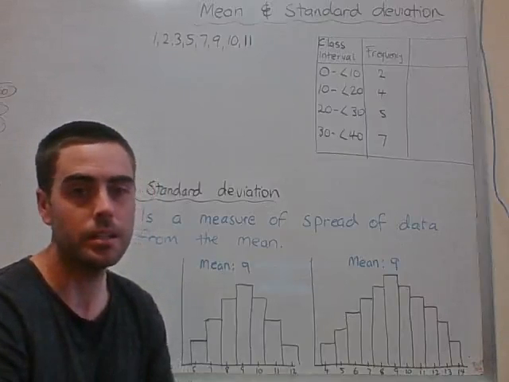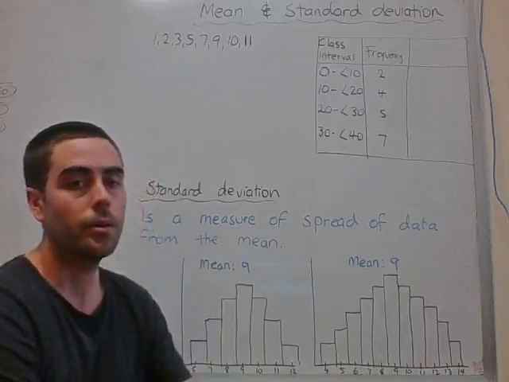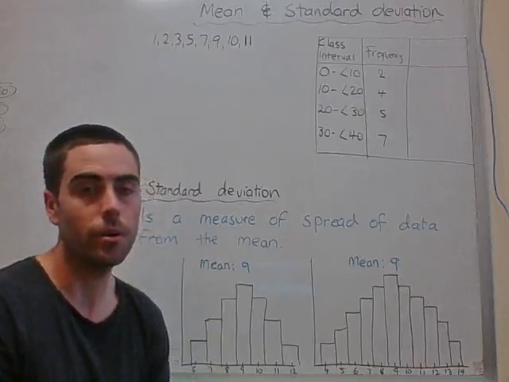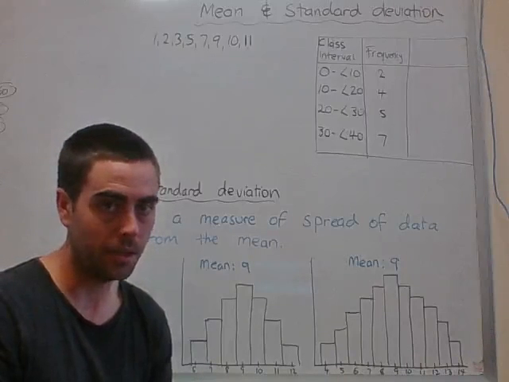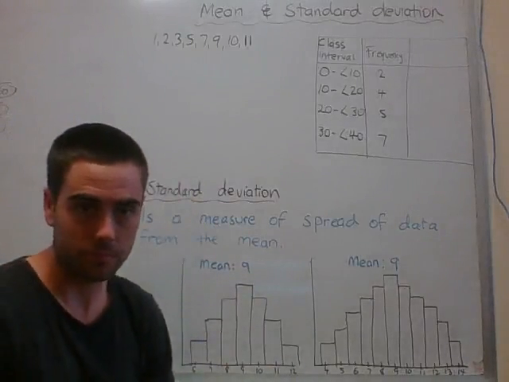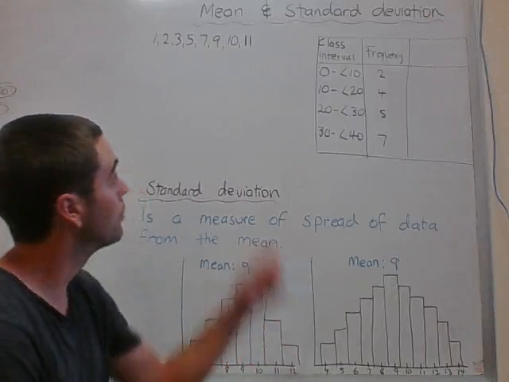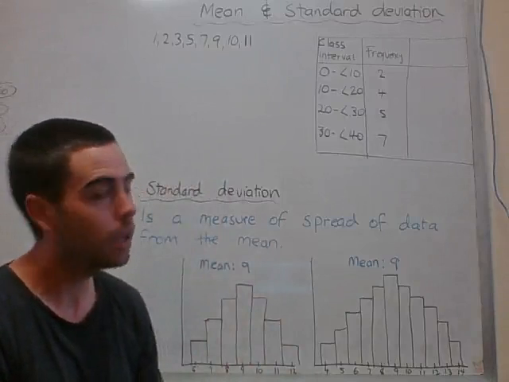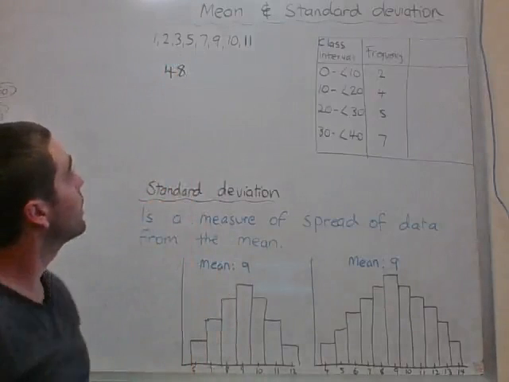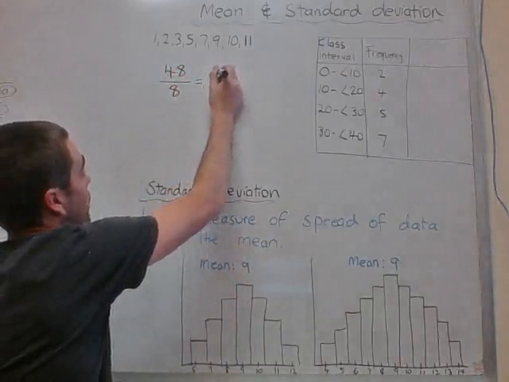Mean is also known as the average, so when we calculate the average or the mean of something, all we need to do is add all the values together and then divide by how many values there are. Here's a little set of data: 1, 2, 3, 5, 7, 9, 10, 11. If I was going to find the mean of those data points, I would need to add them all together. When I add them all together, I get 48. And there are 8 numbers, so I divide by 8, and I get an average of 6.